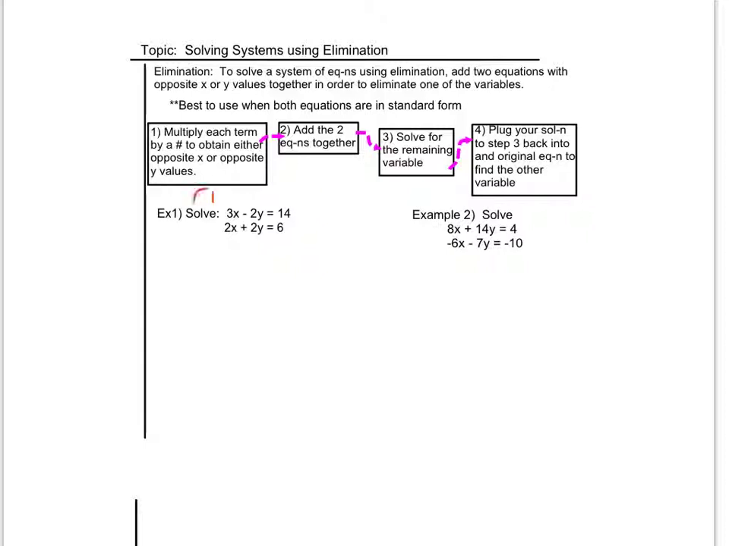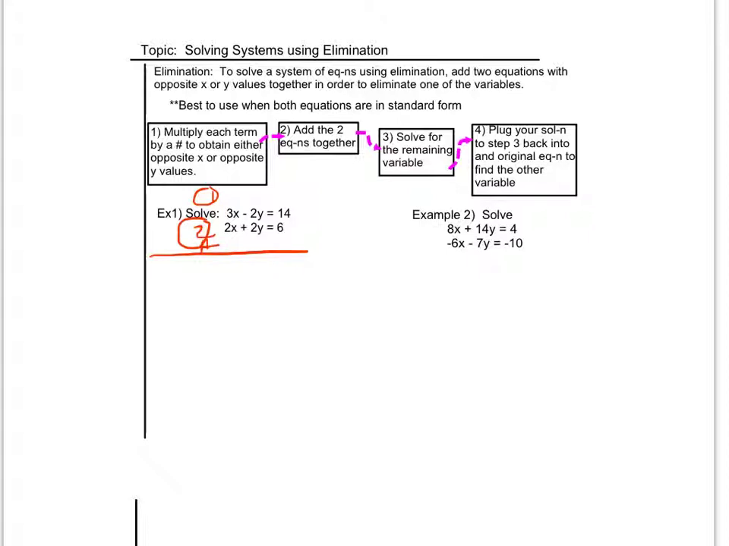So number 1 here, I'm going to first label my equations, and the first step is to multiply each term by a number to obtain opposite x or opposite y values. Well, guess what? I already have opposite y values. I have a -2 and a +2, so I can skip step 1. I'm going to go ahead and add my two equations together. I'm going to jump right to step 2, so I'm going to squeak a plus sign in there.